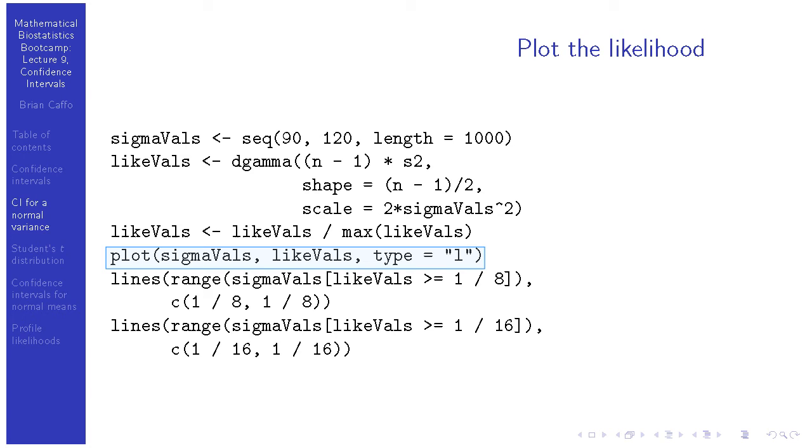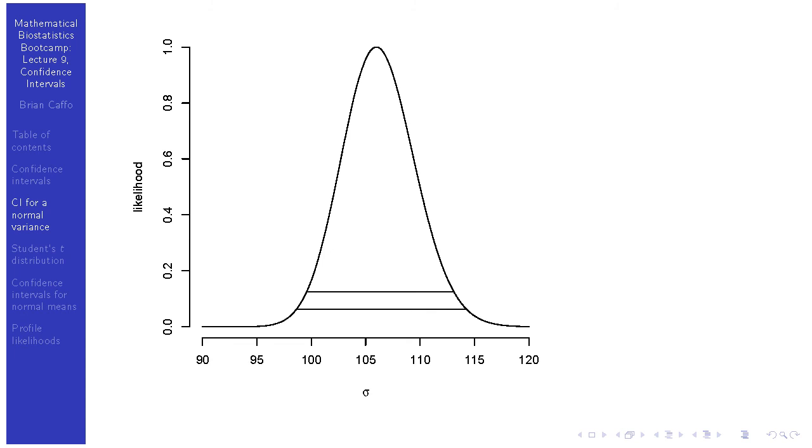And then these two lines of commands add the 1/8 and 1/16 reference lines. And then on the next page, you actually see the marginal likelihood for sigma. That's a whirlwind tour of creating confidence intervals and likelihood plots for variances when you're willing to assume your data is exactly Gaussian. I hesitate to say this, but those slides aren't exactly terribly useful material.